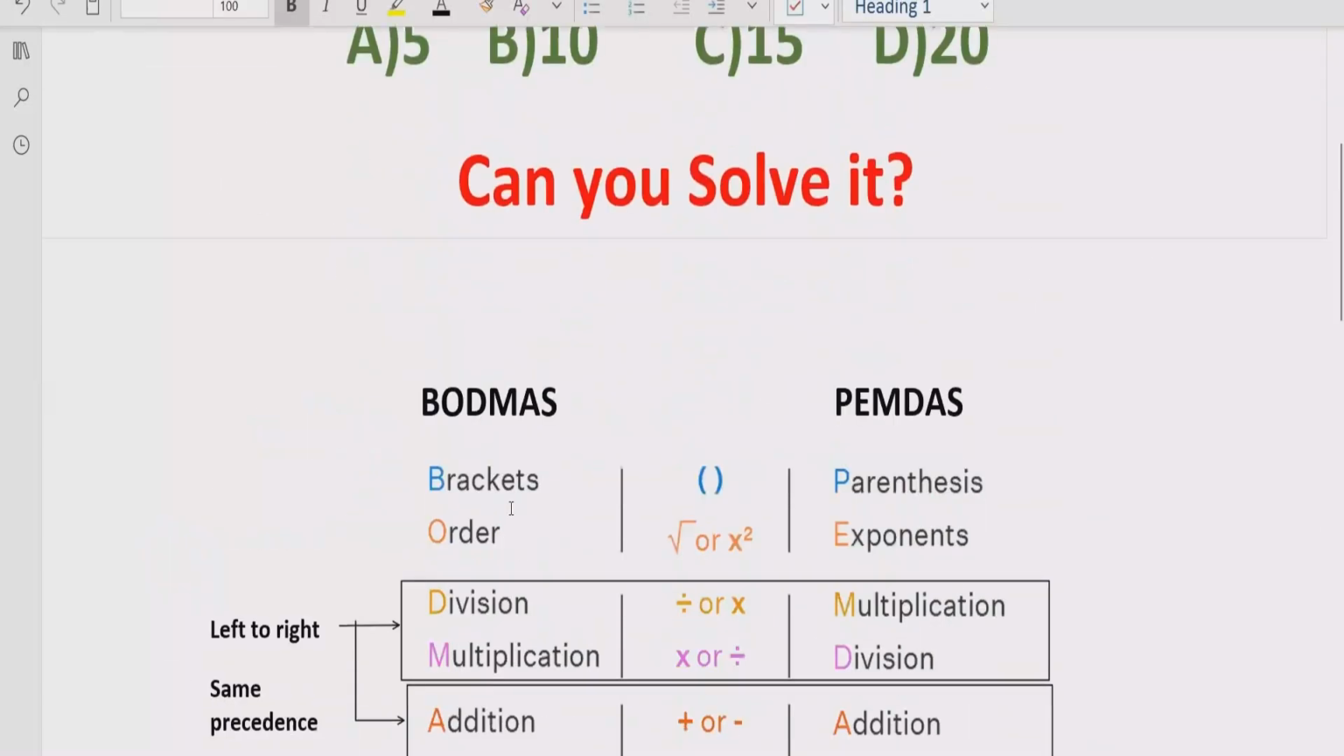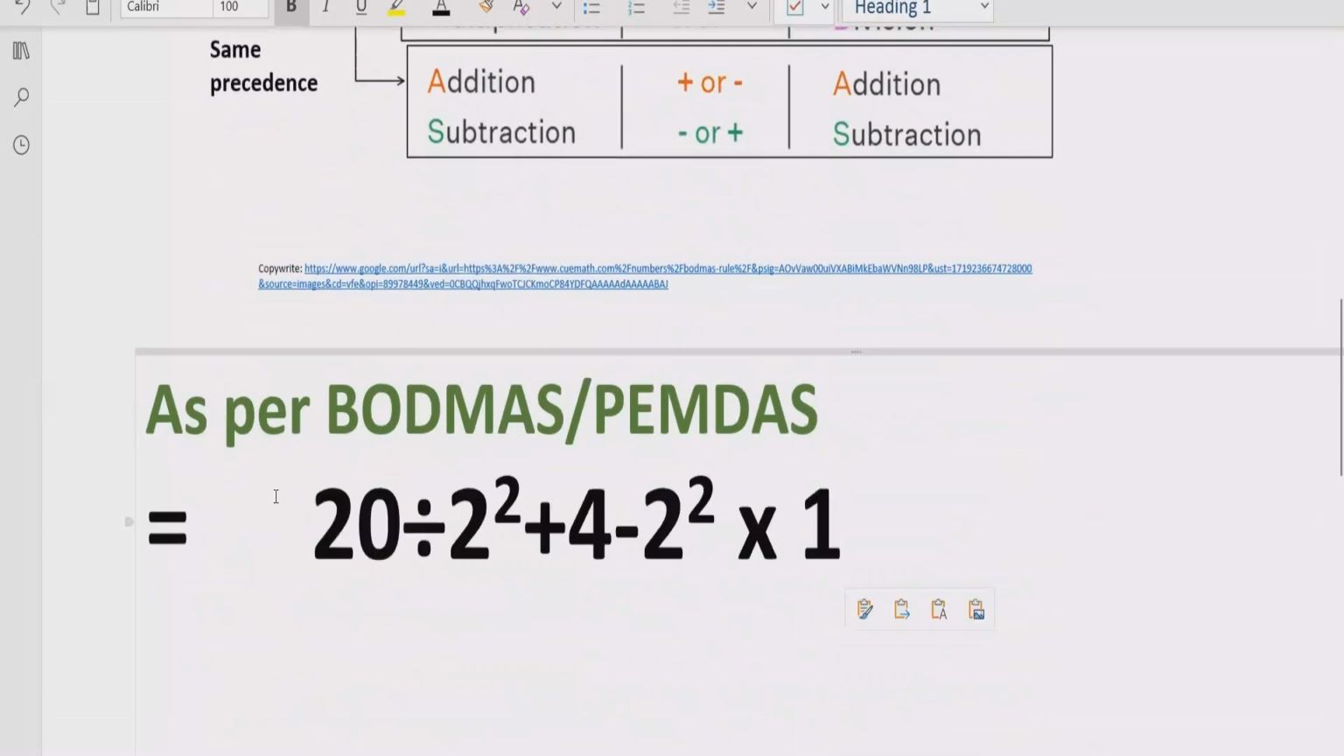So, first of all, we will write this one, which is this. According to the BODMAS and PEMDAS rule, first of all, we have to solve the bracket. But in our expression, we do not have any bracket, so we will skip this one. Now, we have to solve the exponent part or power of any number. First, we have raised to power 2, and again we have here raised to power 2. First of all, we will solve this one.